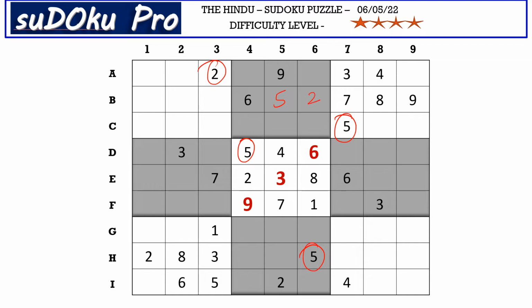Now the missing numbers are 1, 4 and 3. There is 1 and 3 blocking here. So B3 takes 4. Now the missing numbers are 1 and 3. There is a 3 blocking from here. So B2 takes 1 and B1 takes 3.